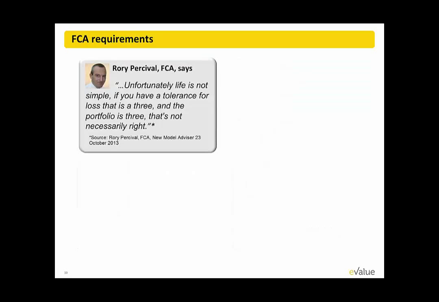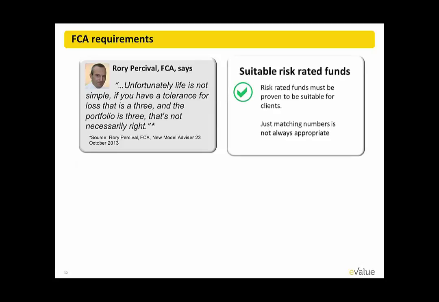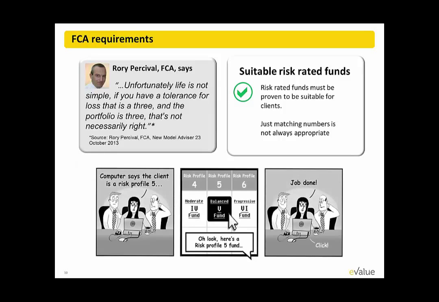The other thing, which is a wonderful quote, I think, from the FCA, is that unfortunately life is not simple. If you have a tolerance for loss that is 3 and the portfolio is 3, that's not necessarily right. Now that's actually true, even though it doesn't feel like it's particularly sensible. The reason for that is that there are other factors that need to be taken into account, and clearly the timescale is a good one on that.